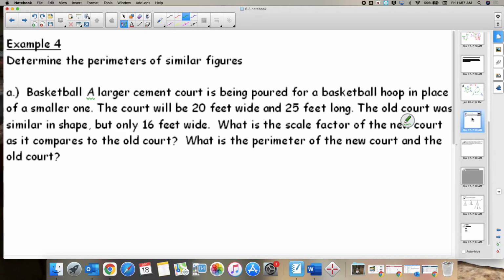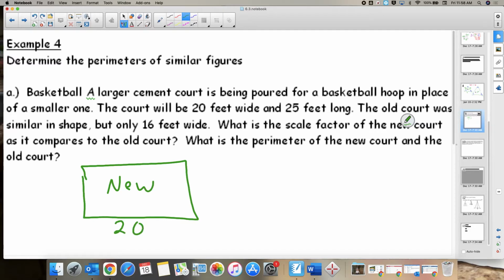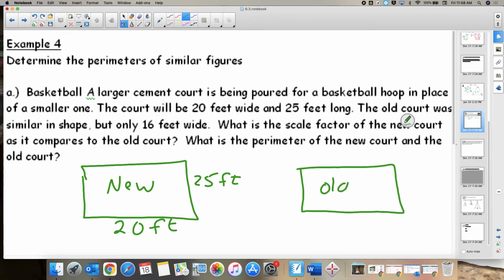Take a look at example 4 then. It says a larger cement court is being poured for a basketball hoop in place of a smaller one. The court will be, so my new court will be 20 feet wide and 25 feet long. Obviously my figure is not drawn to scale, but that's okay. We're just using it to compare things. It says the old court was similar in shape, but only 16 feet wide.